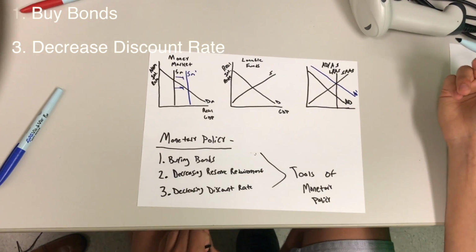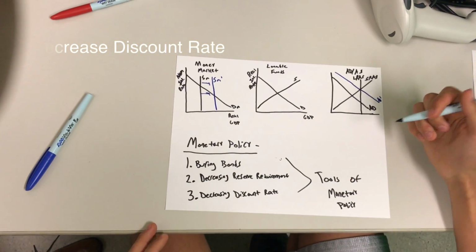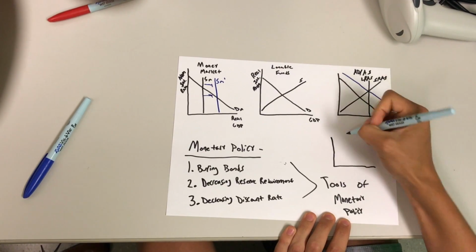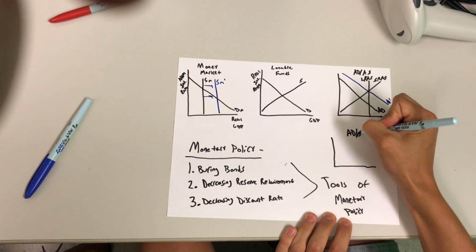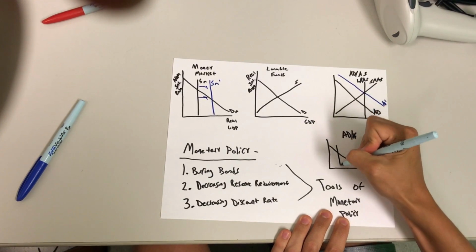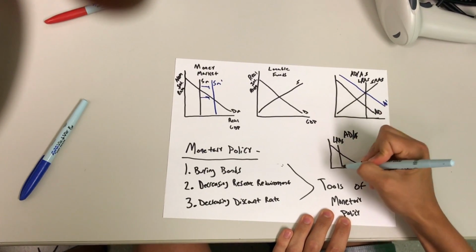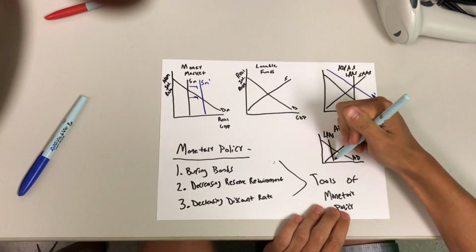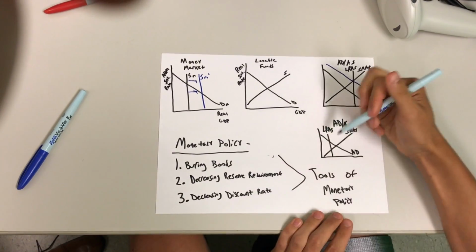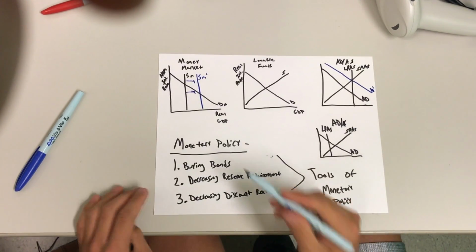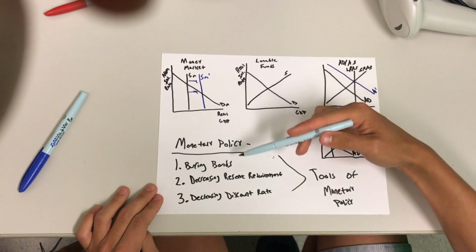So if you wanted to close an expansionary gap, so let's say in our AD-AS graph, like this one right here, just going to quickly redraw it. So here we have an expansionary gap, since LRAS is to the left of where SRAS crosses AD. So to fix this, we'll just reverse all of these tools of monetary policy.